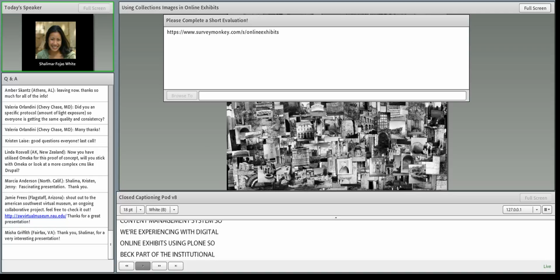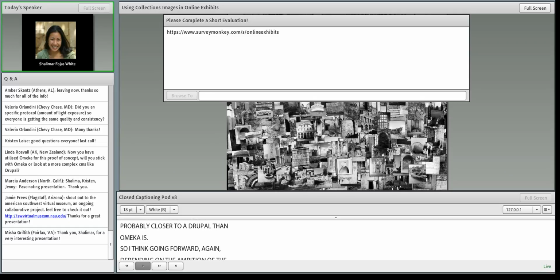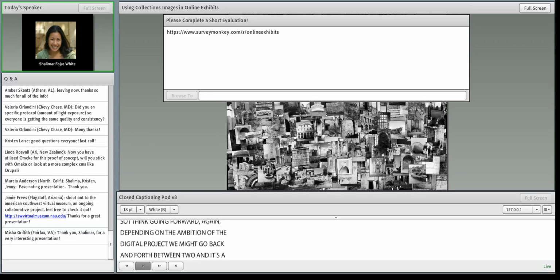There are lots of differences between Plone and Omeka. Plone is, as I said, more complex, probably closer to a Drupal or a Joomla than Omeka is. So going forward, depending on the ambition of the digital project, we might go back and forth between the two. It's a matter of trying to calibrate between something that you want to accomplish very quickly versus something that you want to have much more institutional weight behind it.